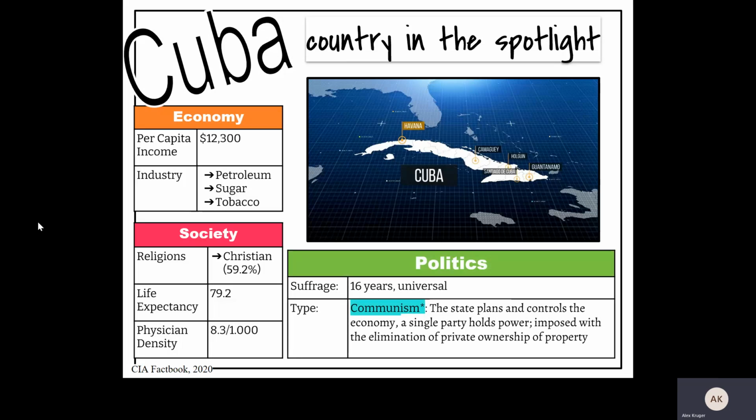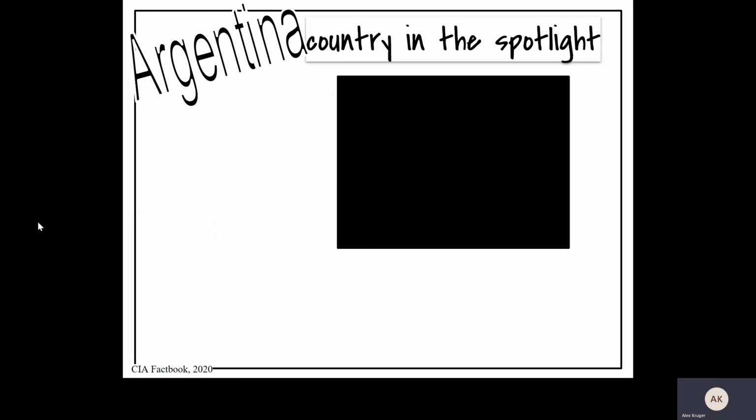So the politics: suffrage means who can vote. You can vote when you're 16 years old in Cuba, and everyone can vote. It's universal. But they have to vote for the Communist Party. They choose people from the Communist Party. The state plans and controls the economy. A single party holds power. There's no private property, in theory, but in practice, there really is private property.